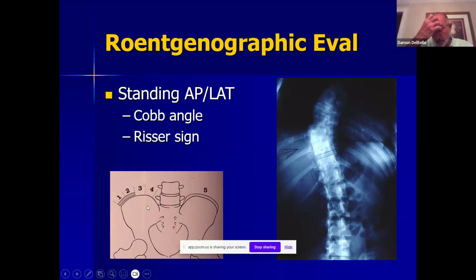A quick way to determine skeletal maturity is with the Risser sign.